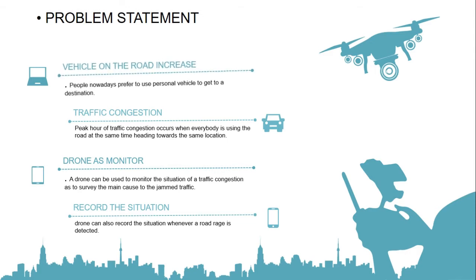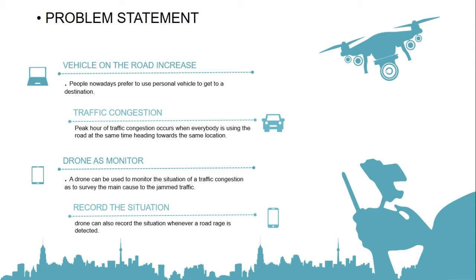First off, vehicles on the road increase. Recently, the number of vehicles on the road has been increasing rapidly. People nowadays prefer to use a personal vehicle to get to a destination. Second, traffic congestion. This situation will lead to traffic congestion during peak hour. Peak hour congestion occurs when everybody is using the road at the same time, heading towards the same location. When traffic congestion occurs, the travel time of every road user will increase.